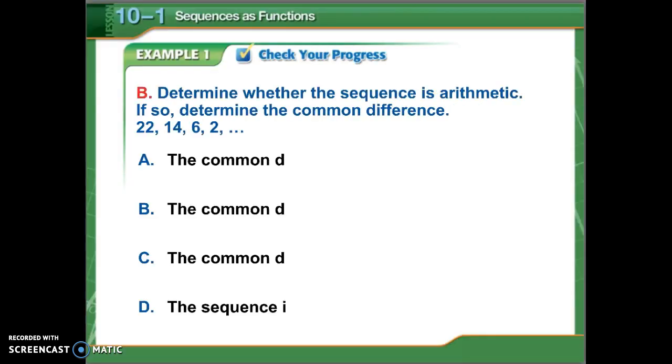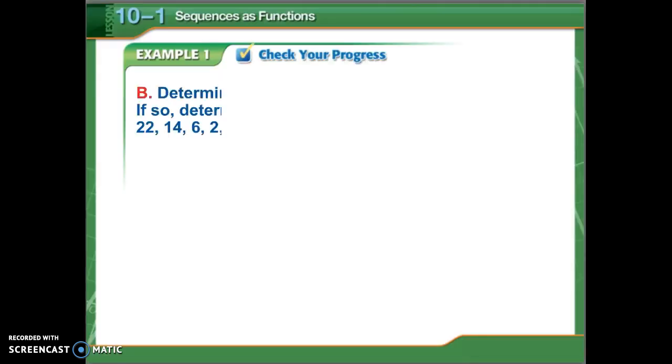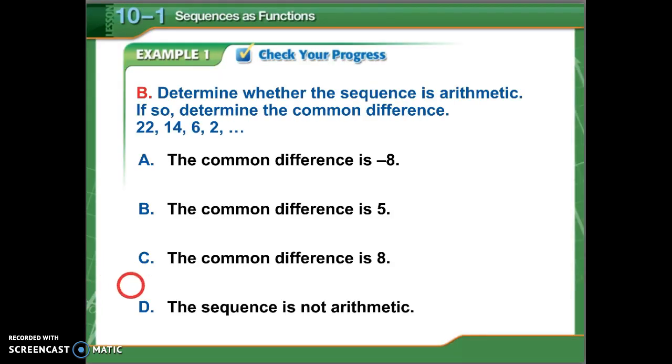And looking at part B for check your progress, we have another pattern: 22, 14, 6, and 2. And this time we see that there is not a common difference. From 22 to 14 is 8, 14 to 6 is 8, but from 6 to 2 is only 4. So this is not arithmetic.